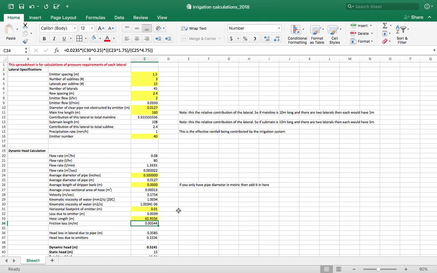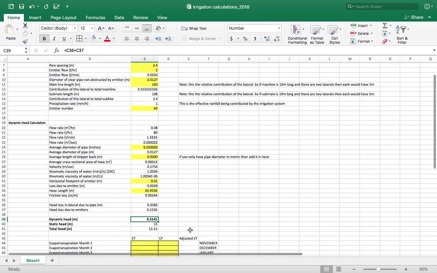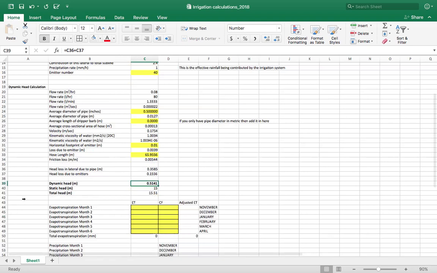Okay, so friction loss. Within all this system, we're losing 0.00544 meters of head pressure per meter of hose. So head loss in the lateral due to the pipe itself is 0.3585. Head loss due to all the emitters is 0.1556. So the dynamic head within these laterals is 0.5141. So the lateral itself and the subline to get it there is adding about half a meter of pressure. So not a huge amount, but this is per lateral.